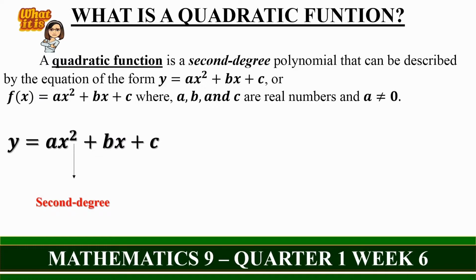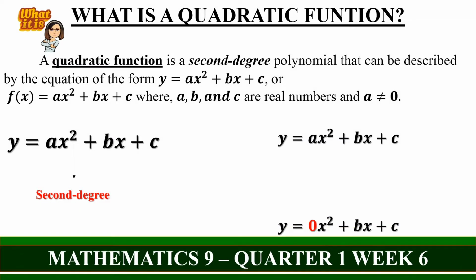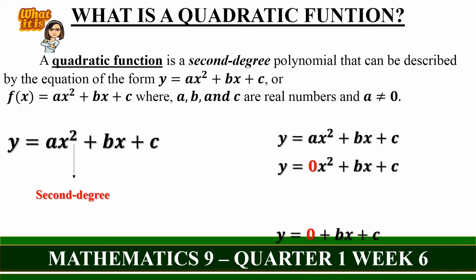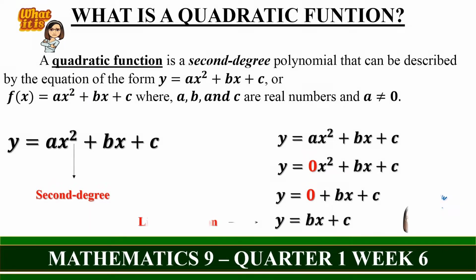How about a not being equal to 0? Consider the equation of a quadratic function y equals ax squared plus bx plus c. If the value of a is equal to 0, it only means that there is no quadratic term. That gives us the equation y equals bx plus c. It is not a quadratic function, but a linear function.